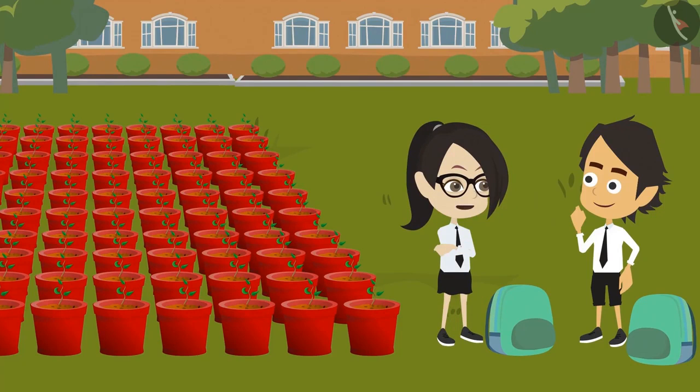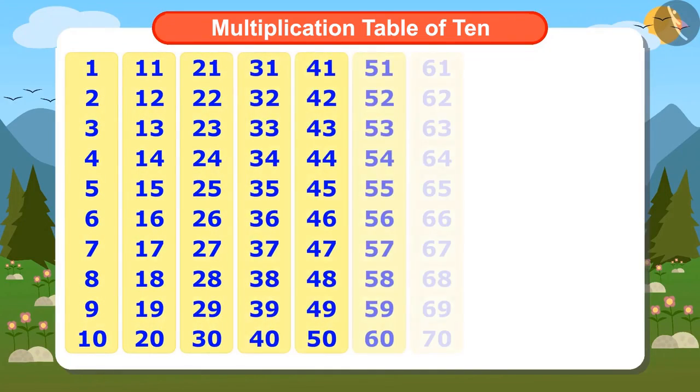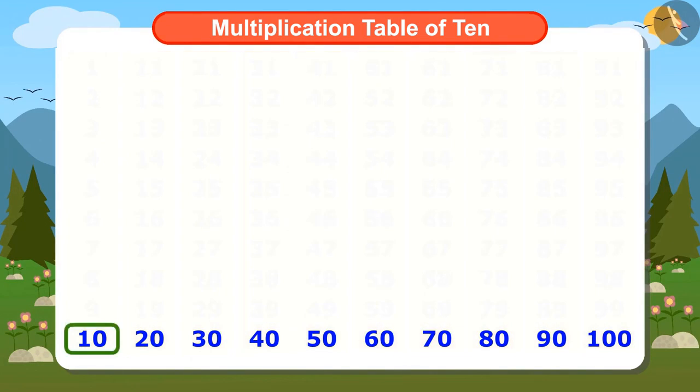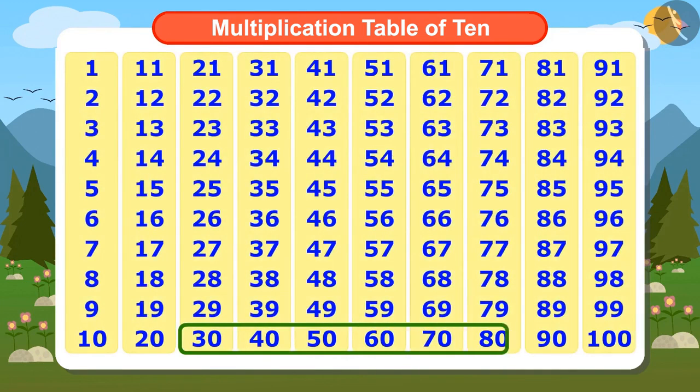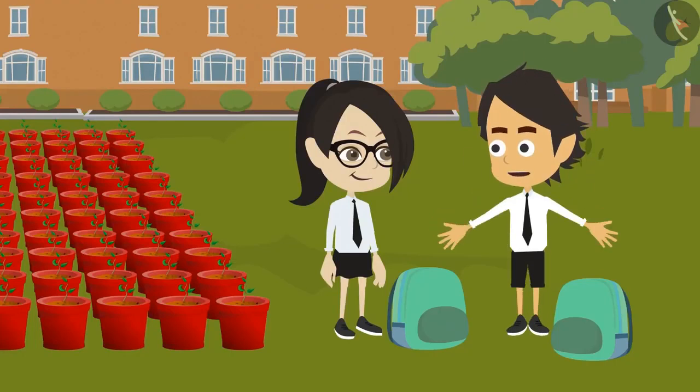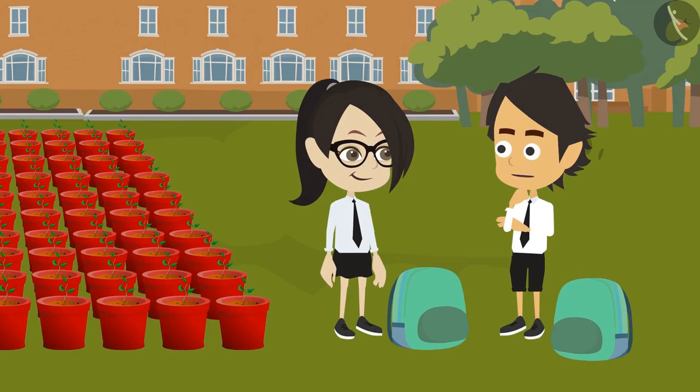Yes, but it is easier to find the multiplication table of 10 because when we write the numbers from 1 to 100, this is the first number of the multiplication table of 10. When we add 10 to this number, we get 20, which is the second number of the table of 10. And again, when we add 10 to the second number 20, we get 30, which is the third number of the table of 10. Similarly, all these numbers below are the numbers of the table of 10. Oh yes, this is exactly what I wrote.